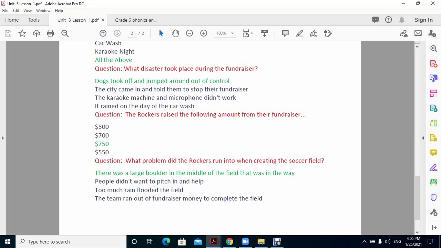So during that event and that job, they faced challenges such as dogs took off and jumped around out of control. Question number 6. The rockers raised the following amount from their fundraiser. So correct option, $750 they raised.